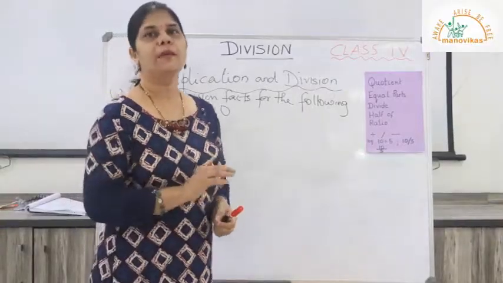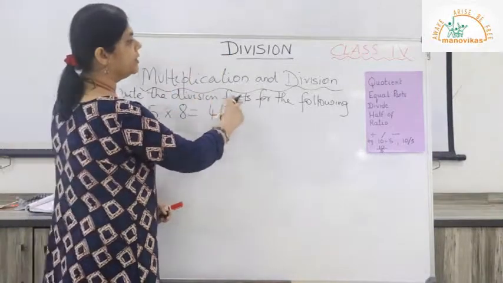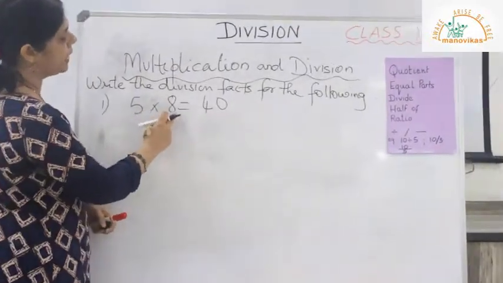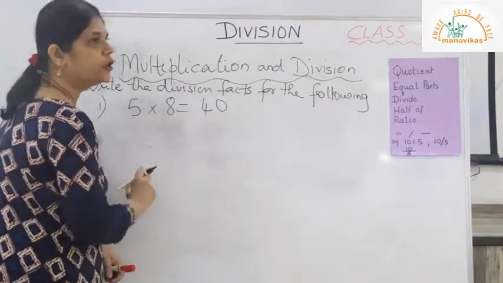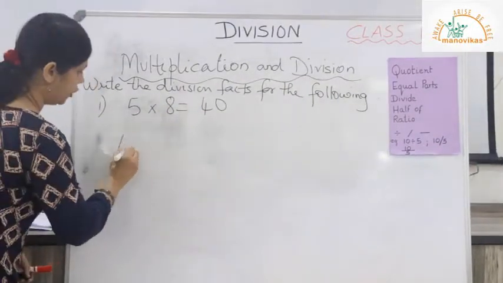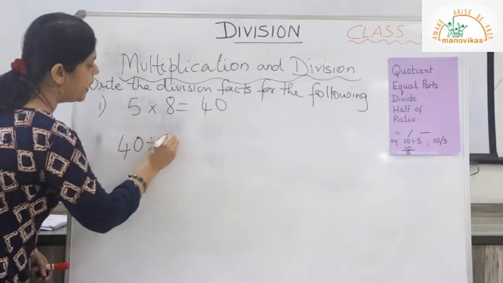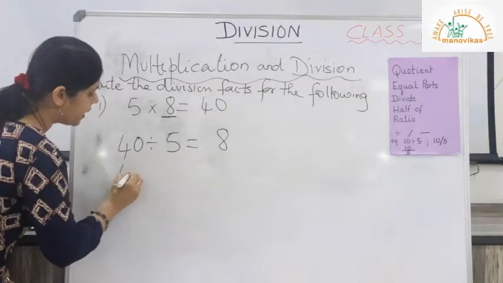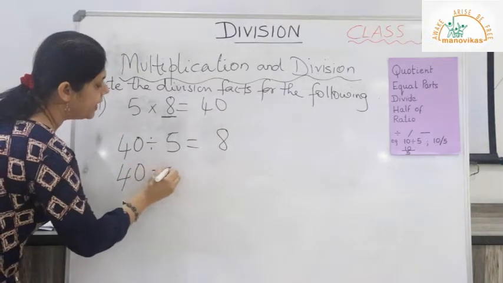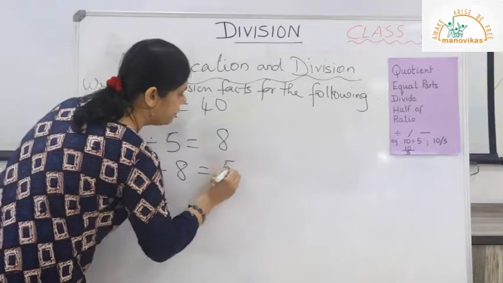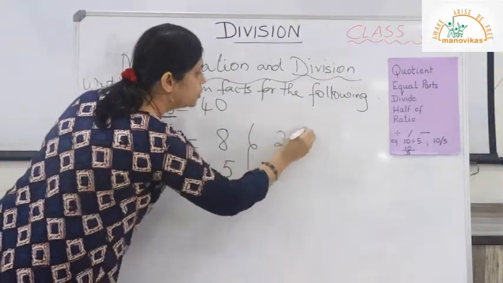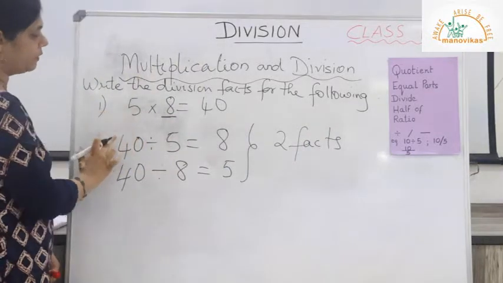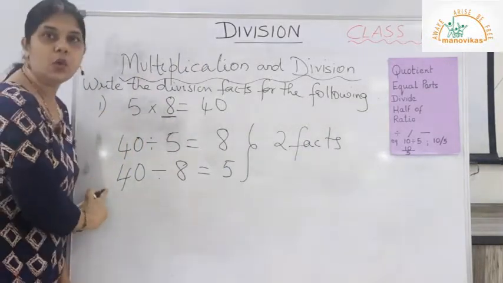Now I will show you one more example how to write the division facts. Okay. Now I have a sum here, 5 multiplied by 8 is 40. Now the first fact how you will write, 40 divided by 5 is 8. Correct? And next time you can write 40 divided by 8 is 5. So how many facts you have got now? 2 facts of division. For one multiplication sum, you can write division sum in 2 ways.